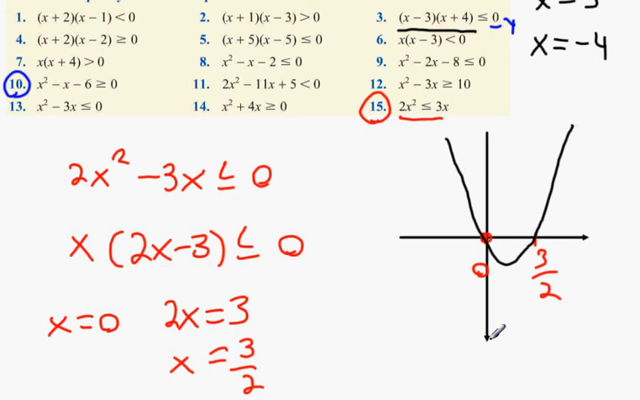Now we want the value to be bigger than or smaller than 0. Smaller than 0. Where is it smaller than 0? In between 0 and 3 over 2. So it's going to be 0 less than or equal to x less than or equal to 3 over 2. That is the values between 0 and 3 over 2.